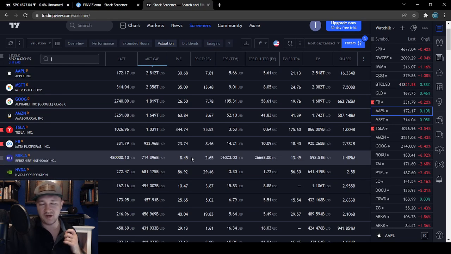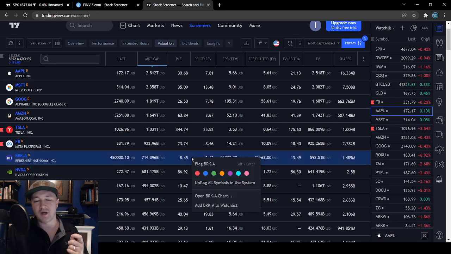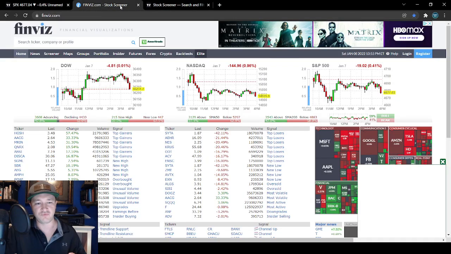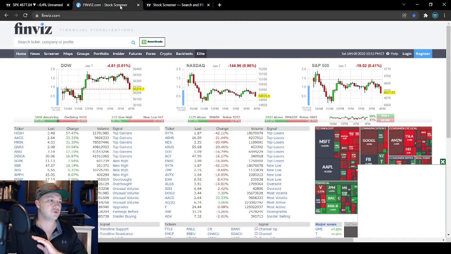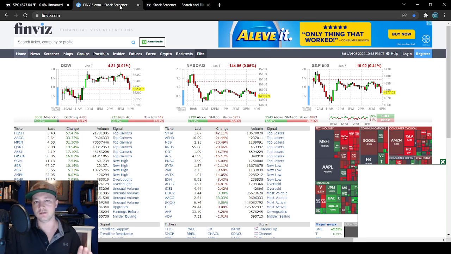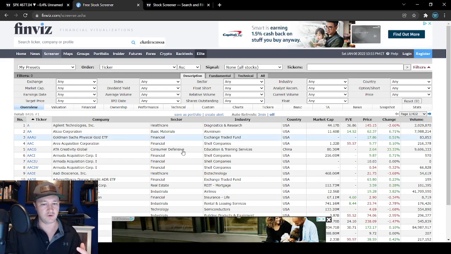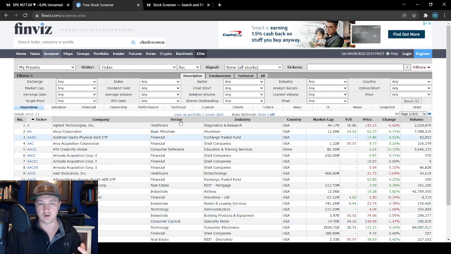So this is how we find undervalued stocks using the PE ratio. Okay, so I did it with TradingView. I'm going to do the same exact thing with FINVIZ, and again, you can use this method on any stock screener. I'm just doing it on these two as an example, just to kind of give you an idea of how this works.